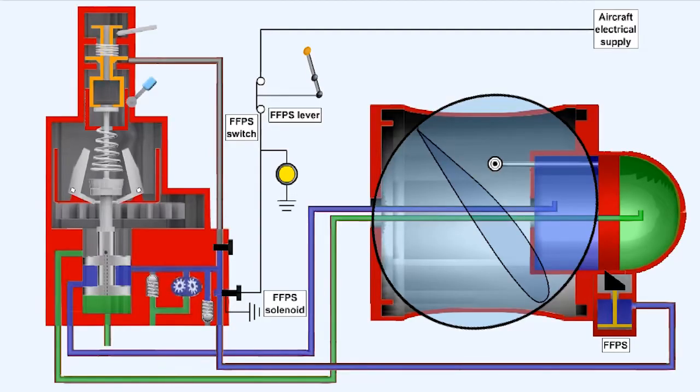Use your mouse to press the repeat button, which will enable you to see the removal of the flight-fine pitch stop again.